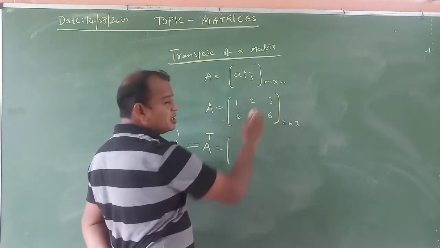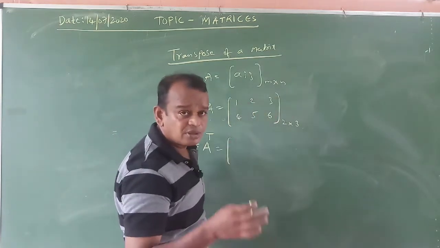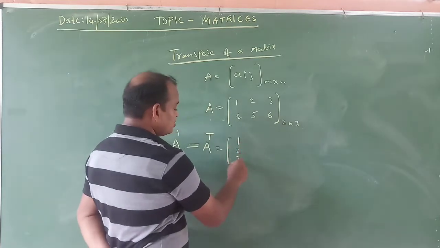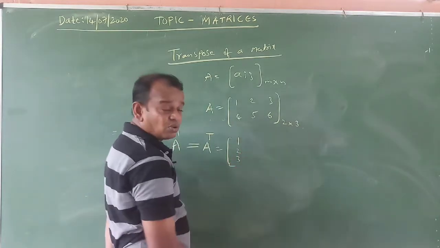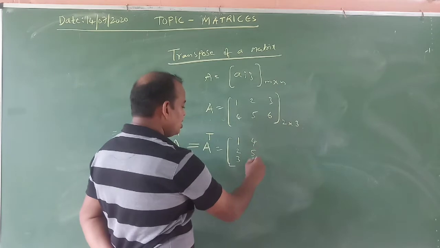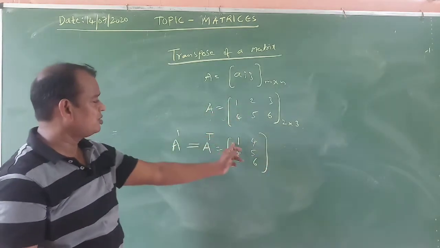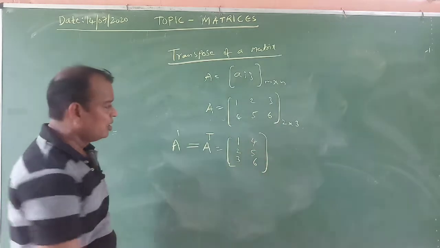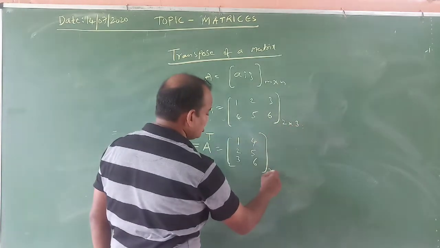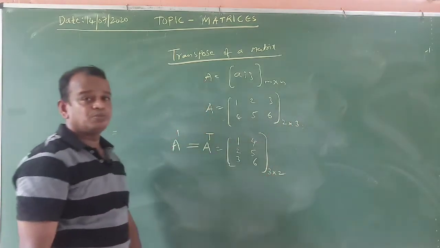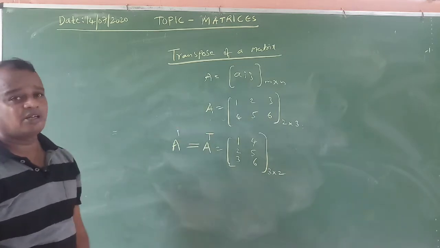The row 1 2 3 will be changed into a column, that is 1 2 3. The other row will also be changed into a column, or a column will be changed into a row. This column 1 4 becomes the row 1 4. Now 2 by 3 means 3 by 2. This is the definition of the transpose of the matrix.